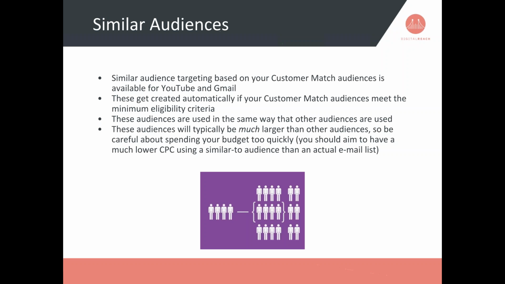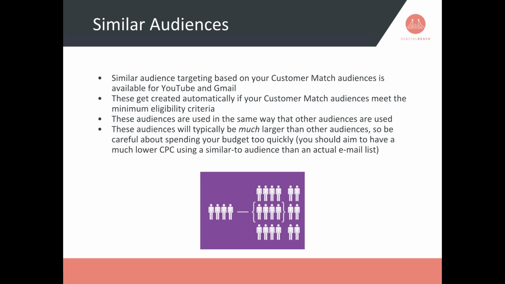So maybe most of the users within that list fall under the technophiles category for topic targeting or something like that. It'll target users that are similar to those users, and it'll create a separate audience that is much larger. So if your original list was, let's say, 2,000 users, your similar audience may be like 30,000 users. So it's going to be a lot more people.